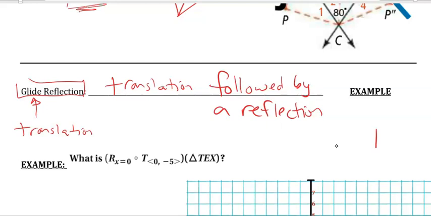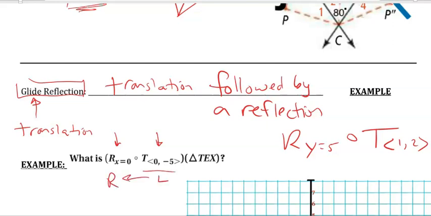And here would be your example. You would translate 1, 2, and then you would follow that up by a reflection over y equals 5 or something like that. That would be a glide reflection. And that kind of explains why you do the thing on the right first. Or if you ever forget, oh, this is a glide reflection because the glide is over here. We are going from left to right. Nope, right to left. Oops. Does anybody have any questions for that?